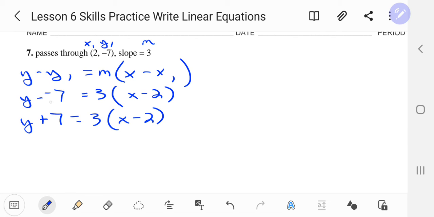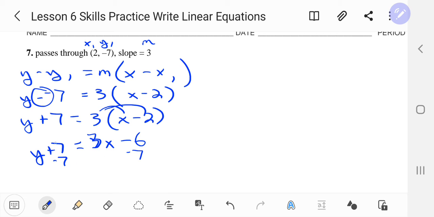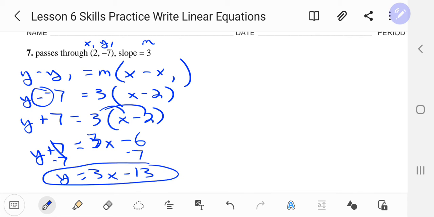There is our point slope form. I wrote the form, I labeled my pieces that they gave me, and then I changed all double signs into single signs like that. All right, so now we just have to distribute and isolate. Y plus 7 equals 3x minus 6. And then we're going to subtract the 7. Y equals 3x minus 13. Hope you did all right.